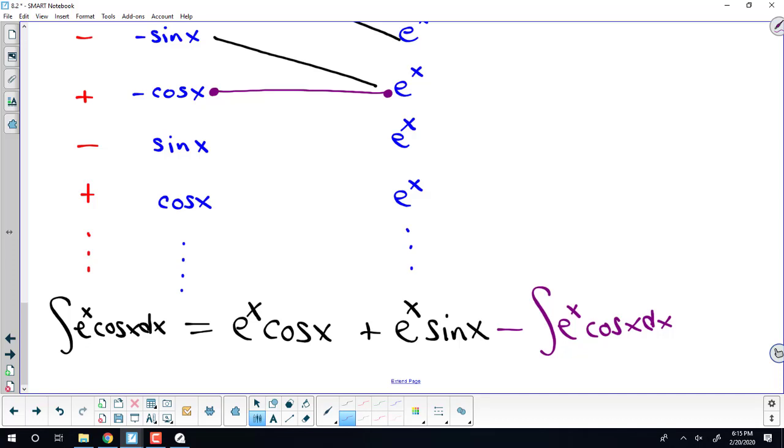And that's it. You really just have to know when to stop. So I think there are some limitations to tabular integration, even though in many instances it's really efficient. You still got to know what you're doing. Any questions about that?